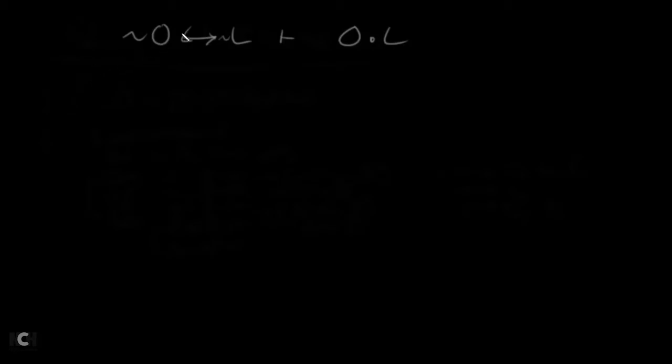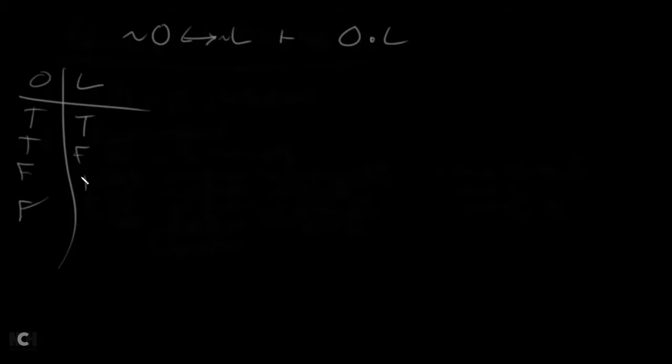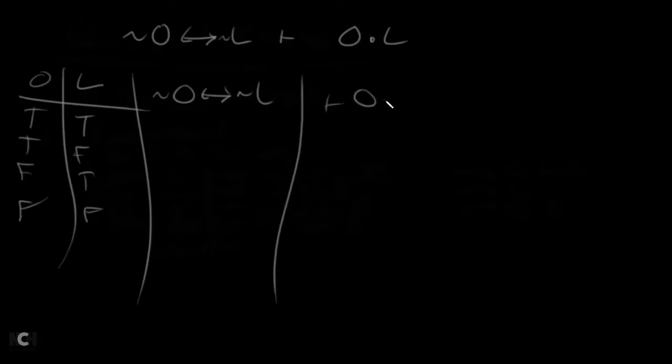We've got squiggle O, double arrow, squiggle L, get O and L. Is it valid or not? Well, let's see. Our constituent components are O and L, just two. So that's going to be TT, FF, TF, TF. Let's write our variables in there. Squiggle O, double arrow, squiggle L. And we're going after O and L.